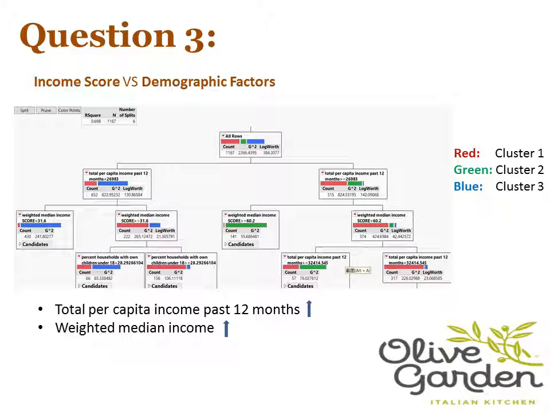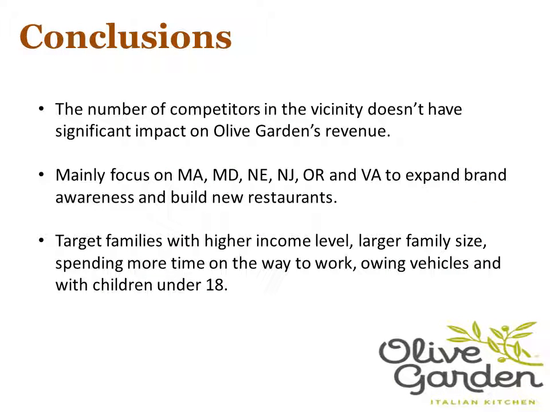However, when total per capita income is smaller than 12,900 and the weighted median income score is less than 31.6, most restaurants in the area belong to cluster 3, which has the worst performance. After analyzing all three questions, here comes the conclusion.